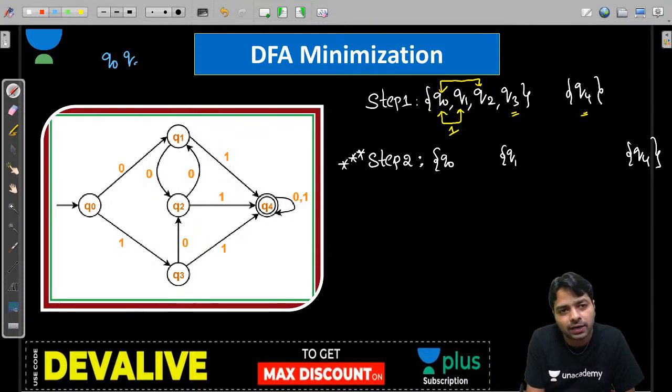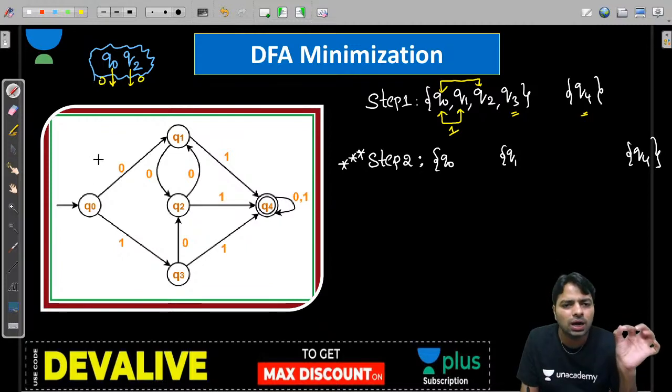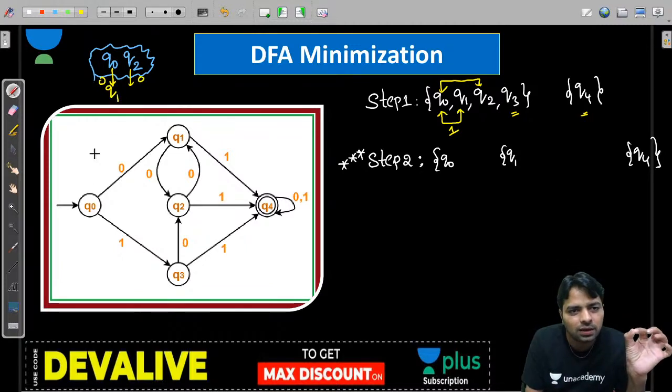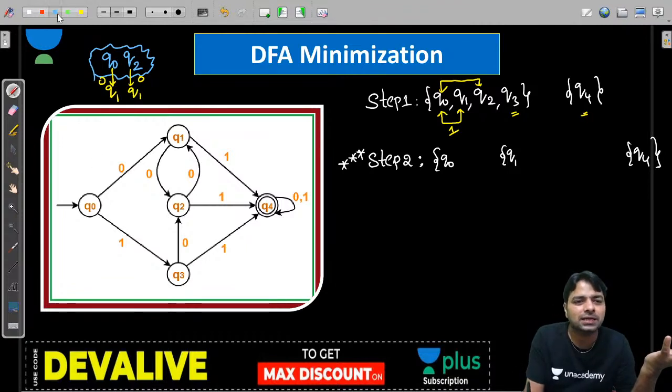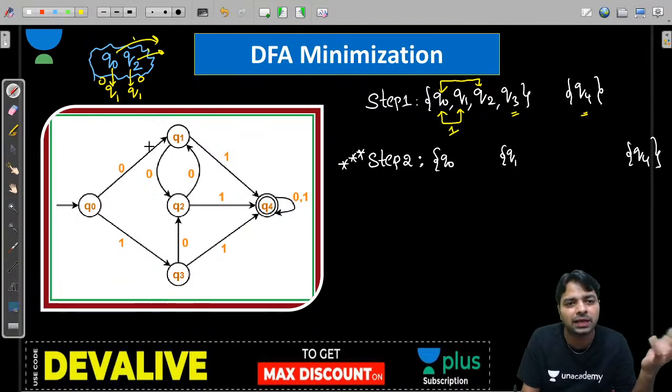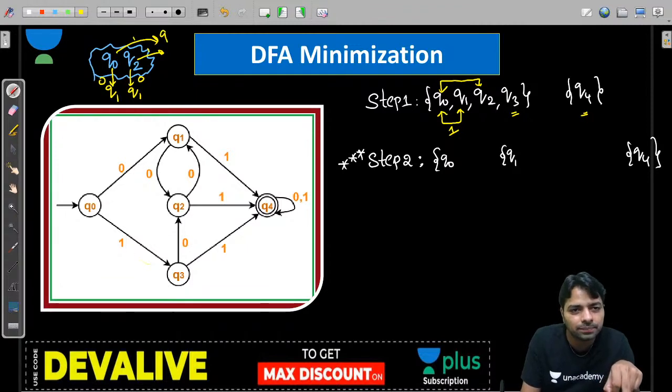Q0, Q2 we are comparing next. Look at what they are doing on 0. Q0 on 0 goes to Q1 and Q2 on 0 goes to Q1. They are in the same set. But verify for 1 also. If they do the same on 1 also, then they are always together. Q0 on 1 goes to Q3 and Q2 on 1.